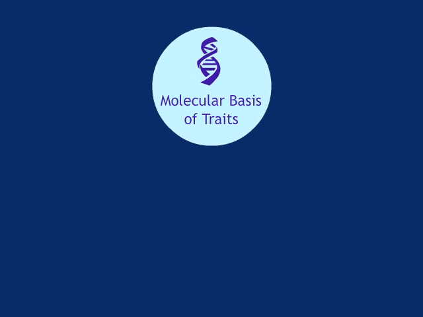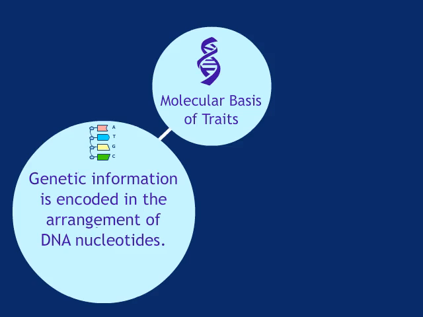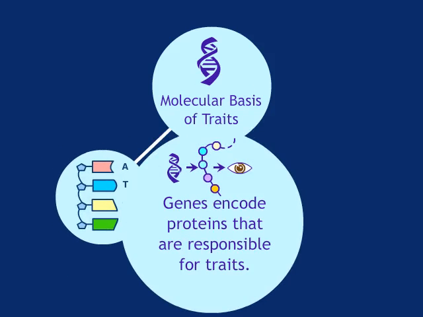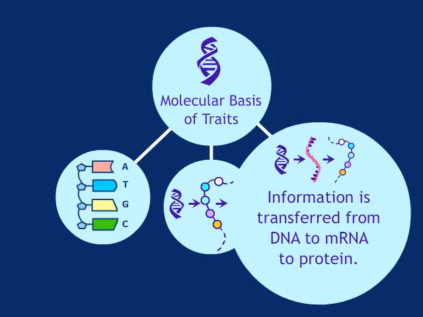For example, understanding how genes are responsible for traits involves knowing that genetic information is encoded in the arrangement of DNA nucleotides, that genes encode proteins that are responsible for traits, and that transcription and translation facilitate the transfer of information from DNA to protein.